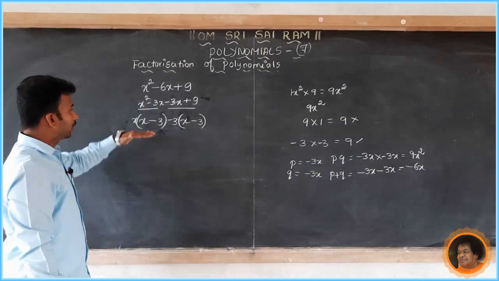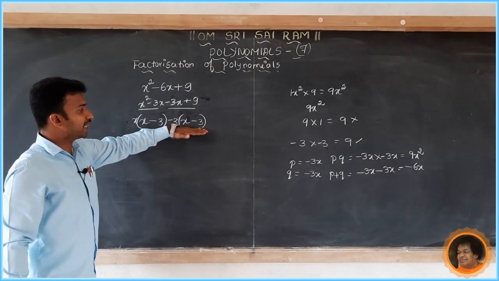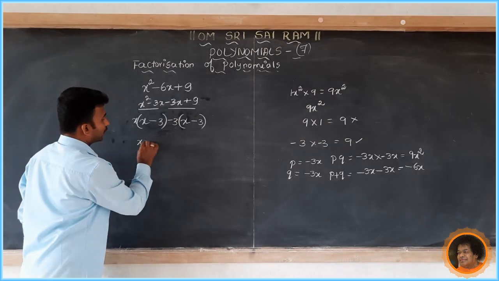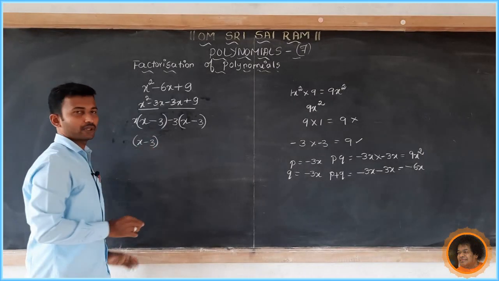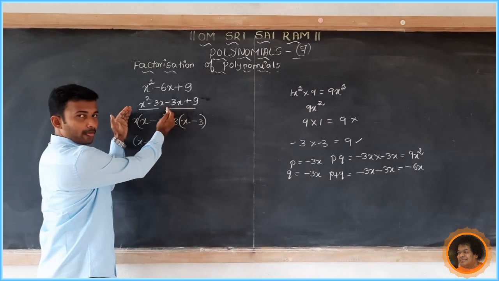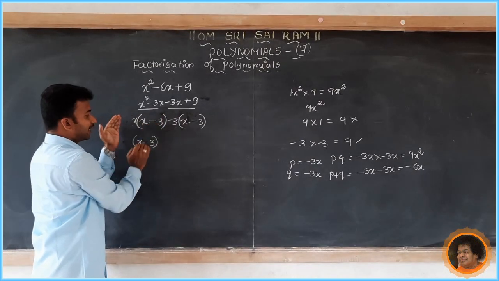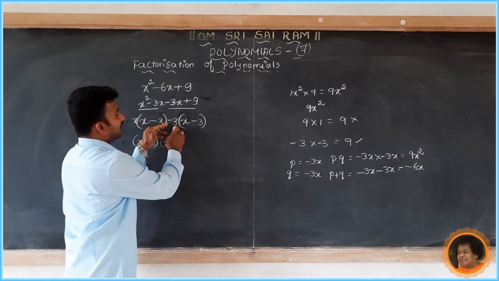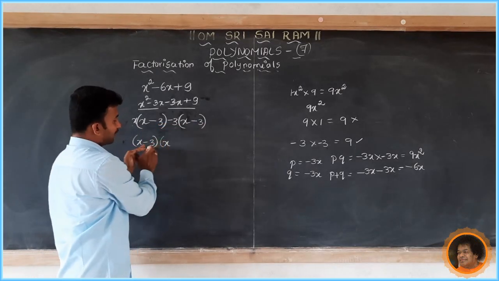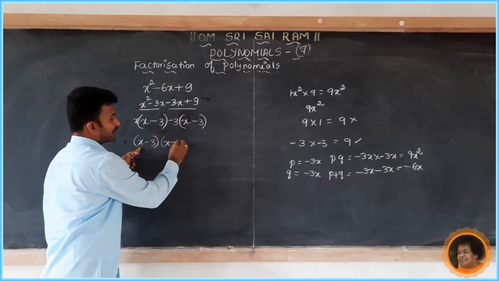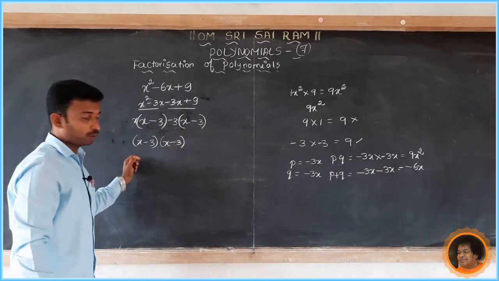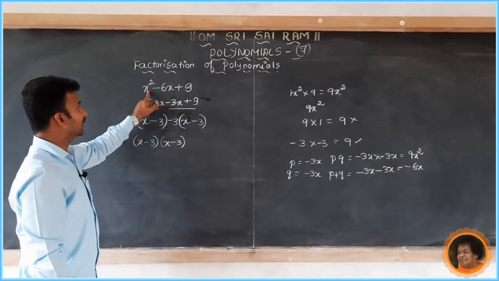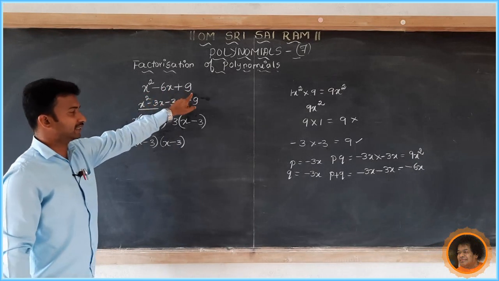Next step, x minus 3 is the common factor. So take out x minus 3 again. What about the first? Yes, x into x minus 3 divided by x minus 3, x remains. Minus 3, x minus 3 is the common. So what remains? x minus 3. Now x minus 3 and x minus 3 are the two factors of x square minus 6x plus 9.